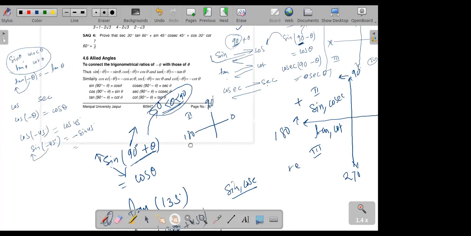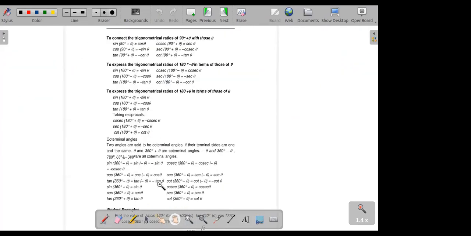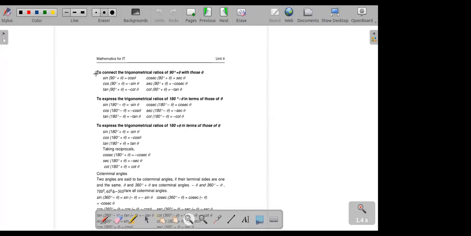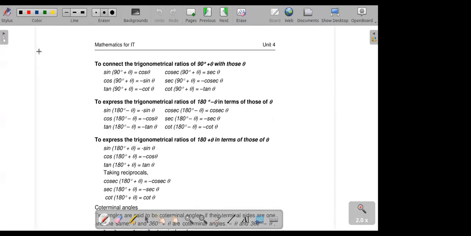There are many rules they have given to remember, but I don't think it is necessary to remember these rules. If you know two things, whether the angle is an odd multiple of 90 or not, and what the quadrant is, then everything will be clear, right?